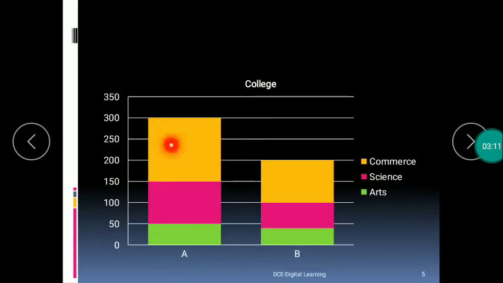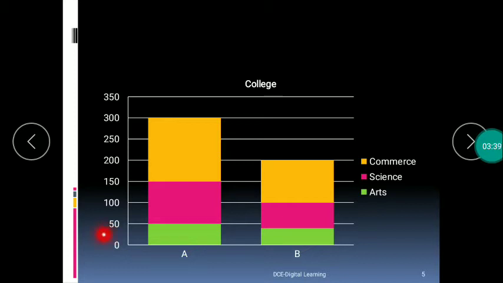The yellow portion shows number of students admitted to commerce. Pink portion shows the number of students admitted in science, and green shows number of students in arts. So how we can prepare this in a paper? You have to plot the independent variables, that is college A and college B, on horizontal axis, and you have to plot the number of students on vertical axis taking a proper scale.